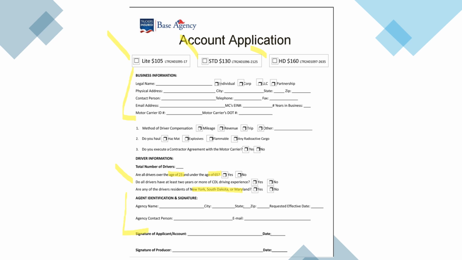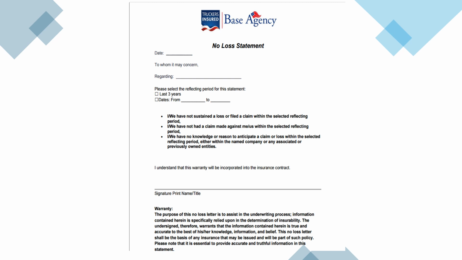Then put your information here, and make sure that the account owner signs that, and we can move forward. The second page to the account information is a no loss statement, and we know sometimes it gets difficult for some accounts to request loss runs from their current provider. So we are able to accept a statement that says what their history is, and we take their signature as good.